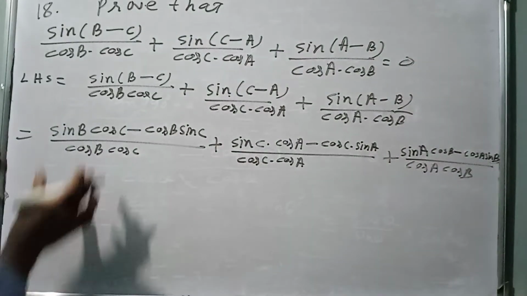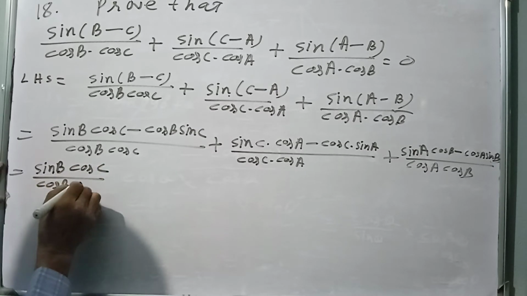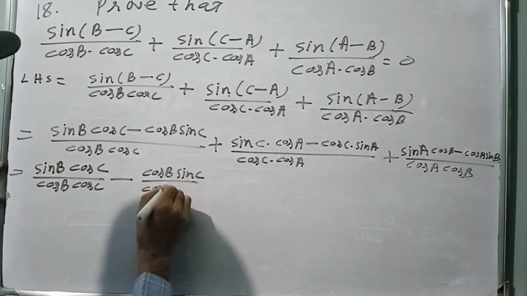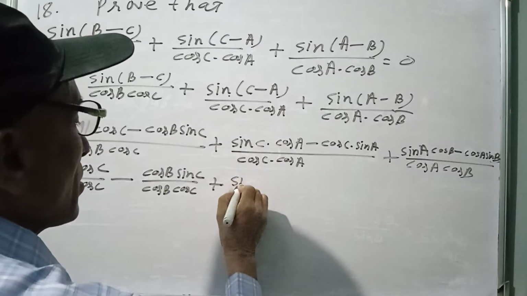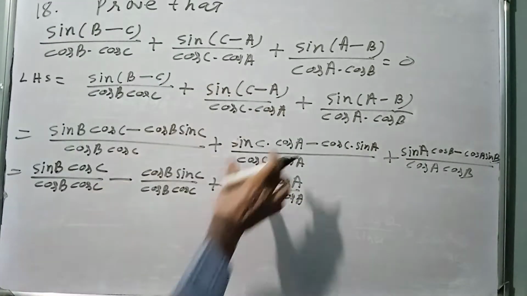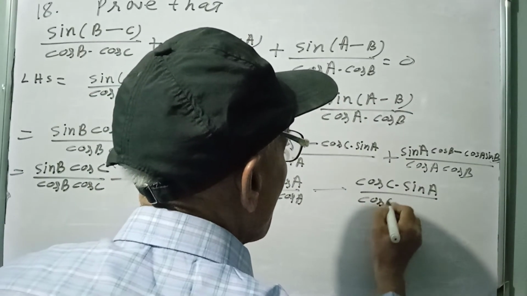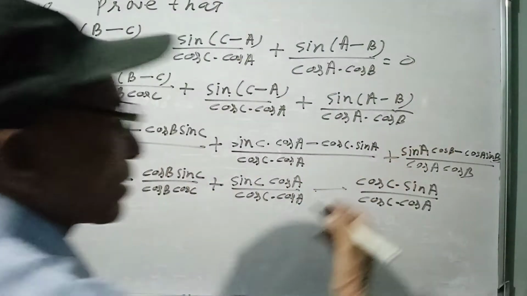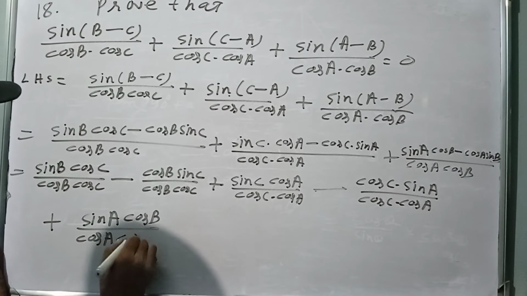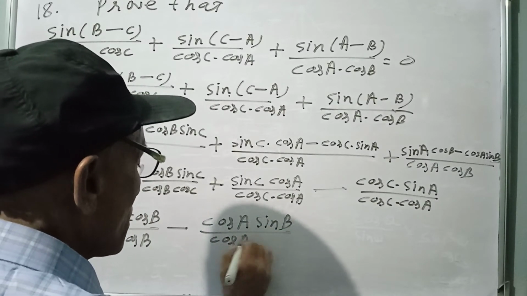Now separating, sin B cos C upon cos B cos C minus cos B sin C upon cos B cos C, plus separating sin C cos A upon cos C cos A minus cos C sin A upon cos C cos A, plus the last expression, sin A cos B upon cos A cos B minus cos A sin B upon cos A cos B.